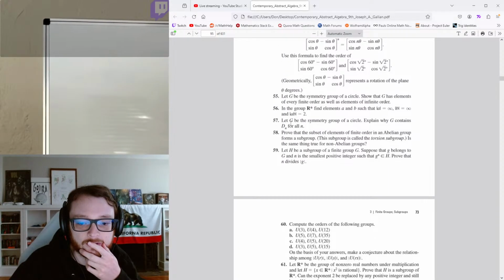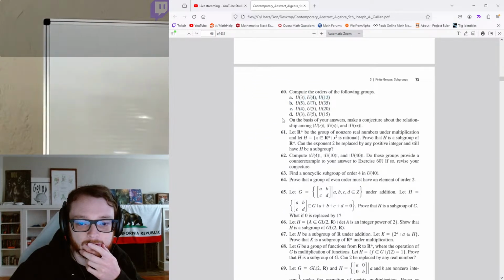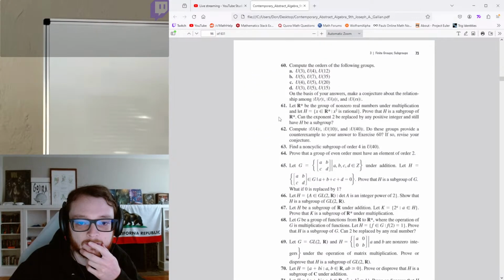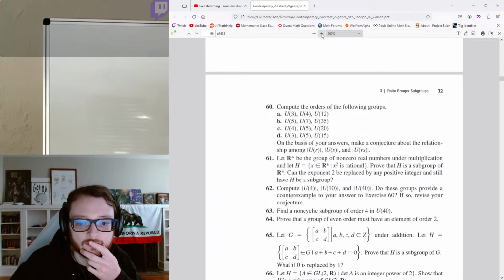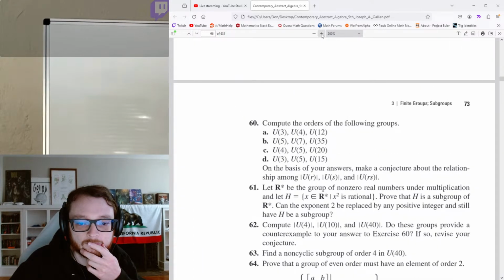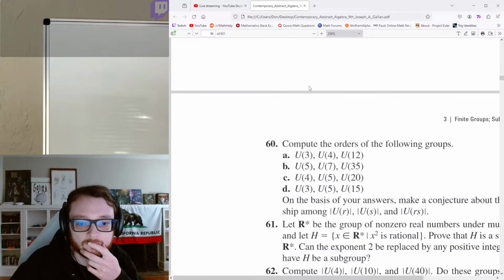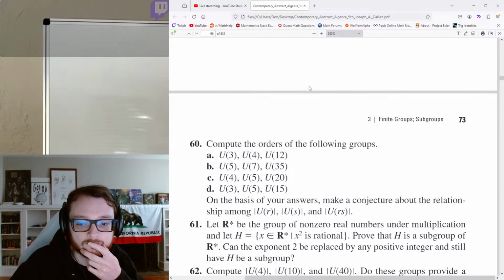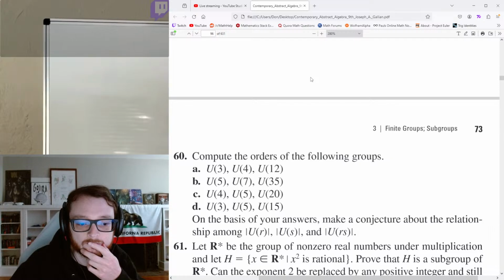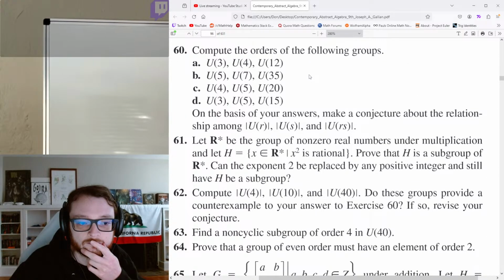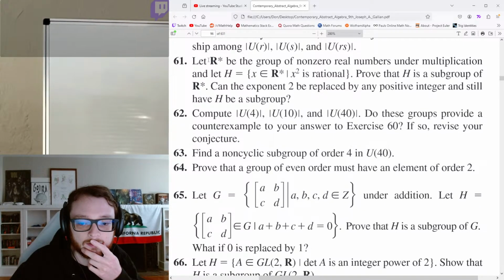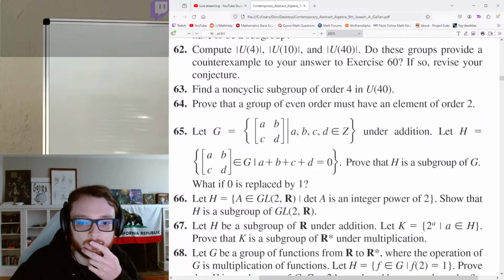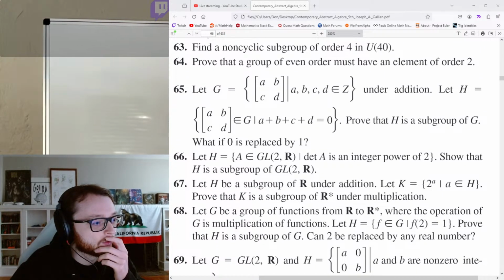Where did I leave off? I definitely did that. Did I skip over 61? I think I did. Okay, let me look at what Penn Center assigned. That'll be a better way to go about this.